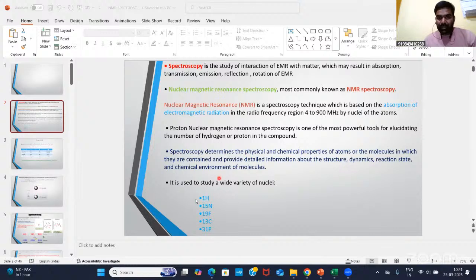It is used to study a wide variety of nuclei. Here, 1H, that is hydrogen-1, and nitrogen-15, where the number is the mass number. Also fluorine-19, carbon-13, and phosphorus-31.